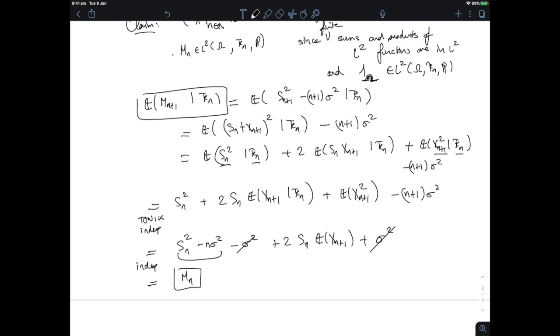This concludes this last example, and we will revisit especially example 1 and example 3 throughout the course. So it's very important to spend some time understanding why this reasoning of proving the martingale property works for example 1 and example 3.